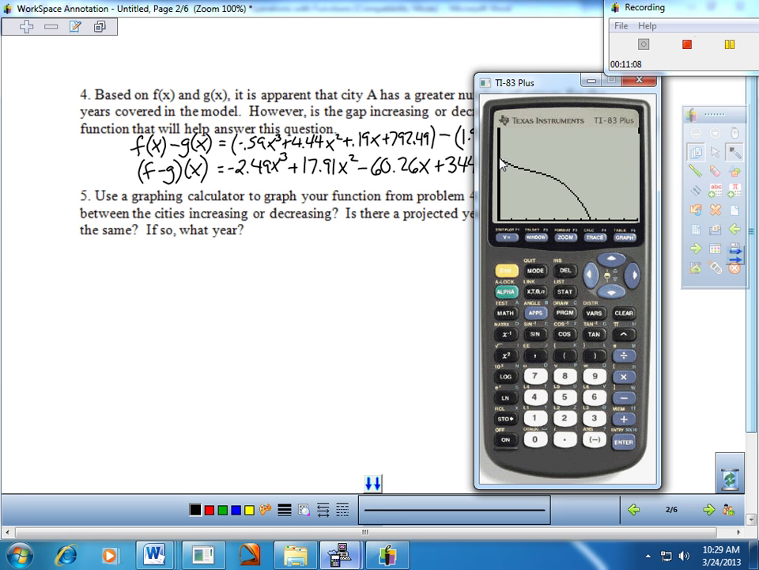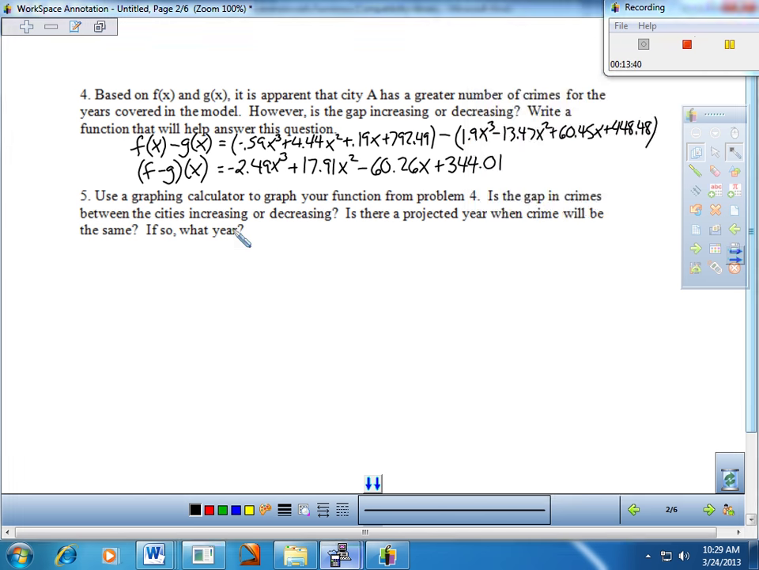Initially, there is a pretty severe gap in the crimes. City A has quite a bit more crime than City B. And then over time, the gap starts to go away. And then at some point, the gap disappears entirely. All right. So let's answer a couple questions with this, and then we'll go back to the screen. Is the gap in crimes between the cities increasing or decreasing? Definitely decreasing.